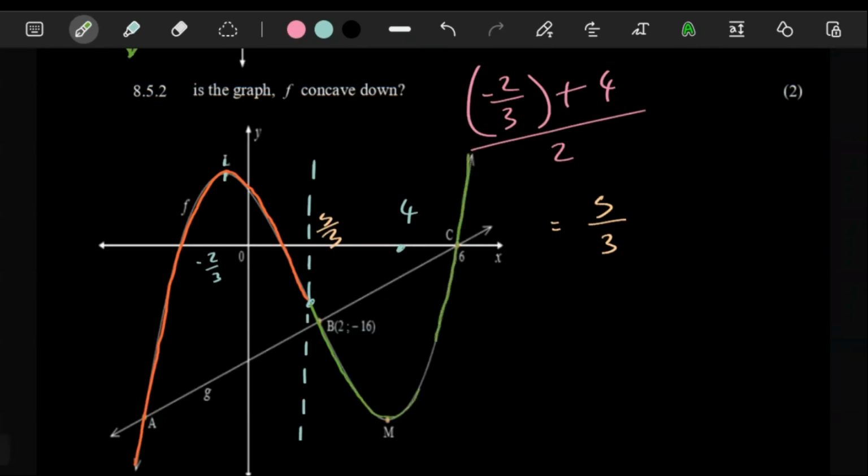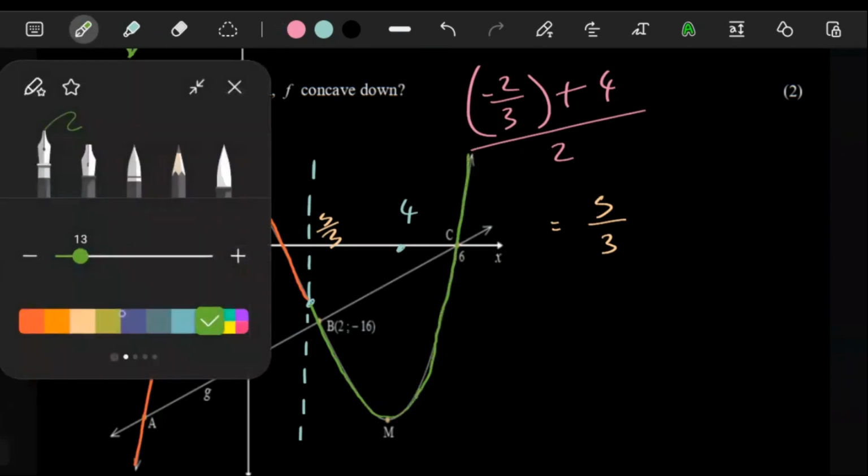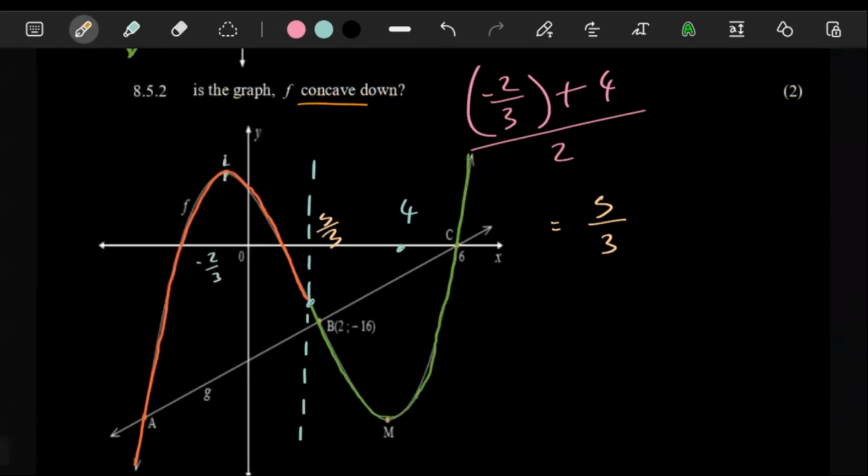You see? So when you're answering your question, they're asking you, where is it concave down? Concave down, where our x values are from -infinity up until 5/3.